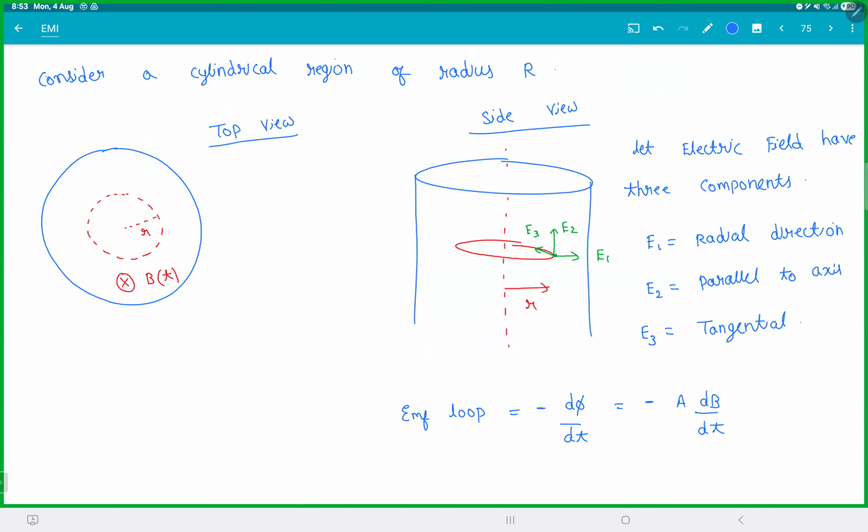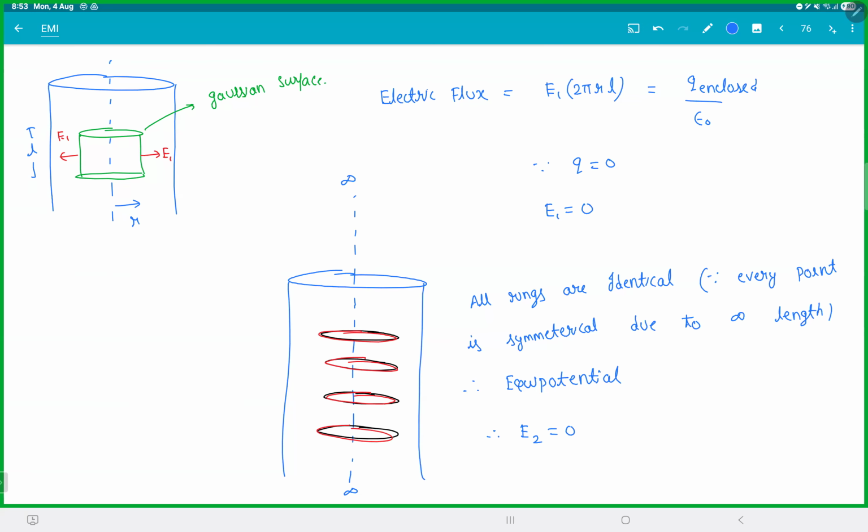The EMF in a loop, right? If you take a circle, we get EMF in a loop. So the field also must be in a loop. But just to be sure, we are being careful that E1 and E2 don't exist. Any doubts on these two logics here? Why E1 is 0 and E2 is 0? So the only one left is E3.